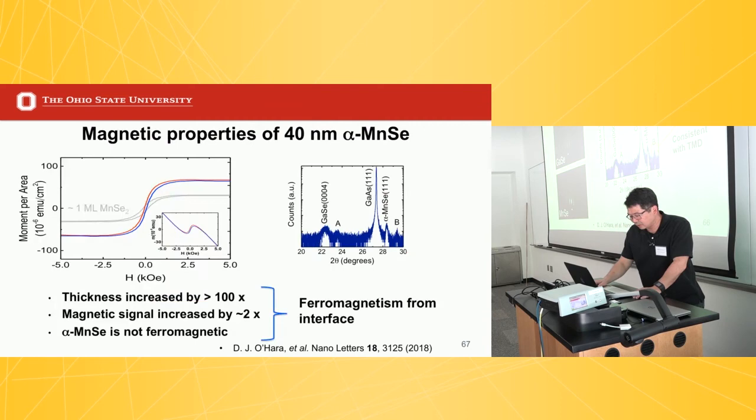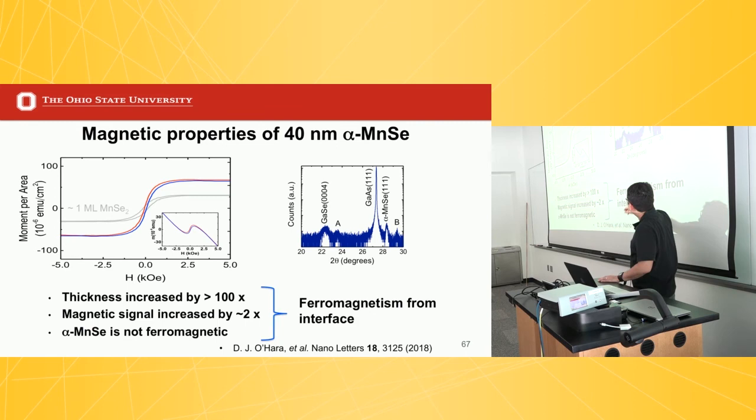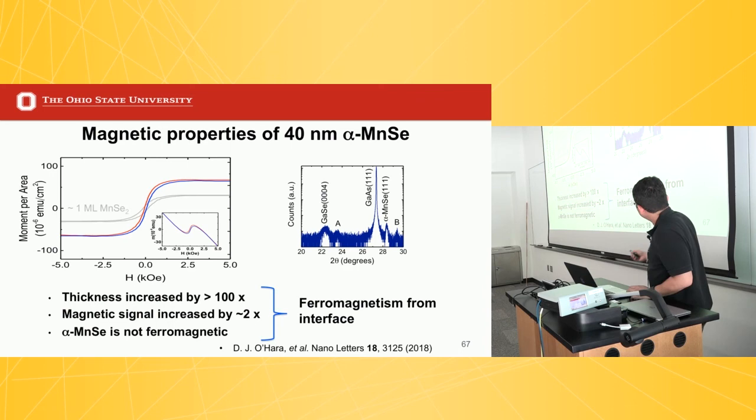If you look at the magnetic property of this really thick manganese selenide layer, you get this curve. It turns out this is the moment per area, the total magnetic moment per area, so this is a good comparison. This gray part here is the one monolayer manganese selenide that I showed you before. If you grow this really thick layer, even though the thickness is 100 times bigger, the magnetic moment is only increased by a factor of 2. So it's probably all coming from the interface. After a little while, it converts to this rock salt non-ferromagnetic phase. So we think the ferromagnetism is coming from the interface.